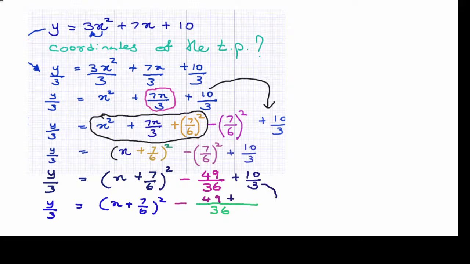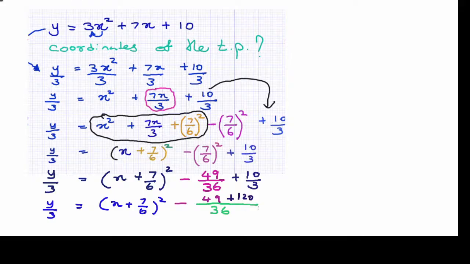Now, how did 3 become 36? 3 times 12 is 36. So then you have to change the numerator. You have to do 10 times 12. What is 10 times 12? It is 120. So what do we have now?